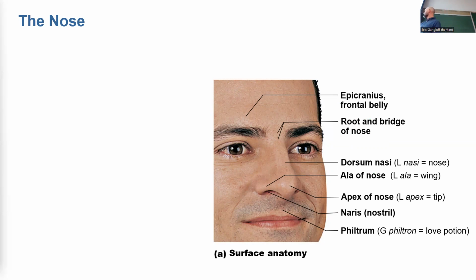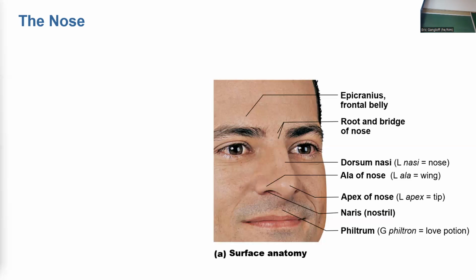And then this word is actually from the Greek word for love potion, this little split in your lip just inferior to your nostrils. And that is called the philtrum, the love potion. I would leave it to all of you to guess why it's called that, but I'll leave it there. So orient yourself to these structures, and they're important.